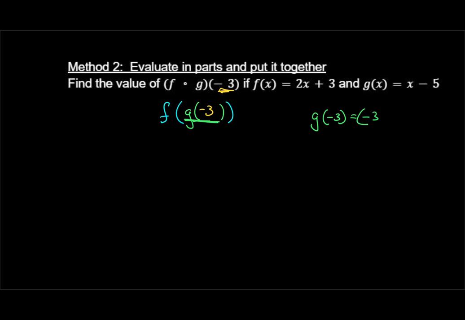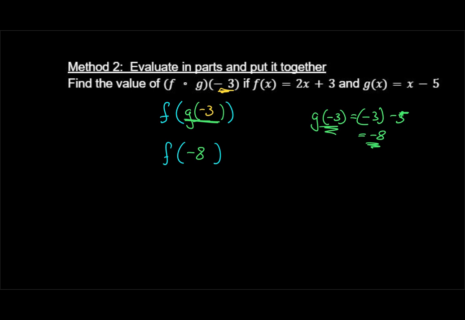So -3 minus 5 is -8. So I know that g of -3 is -8, so I can replace the entirety of g of -3 with just that. What was once f of g of -3 is now f of -8.